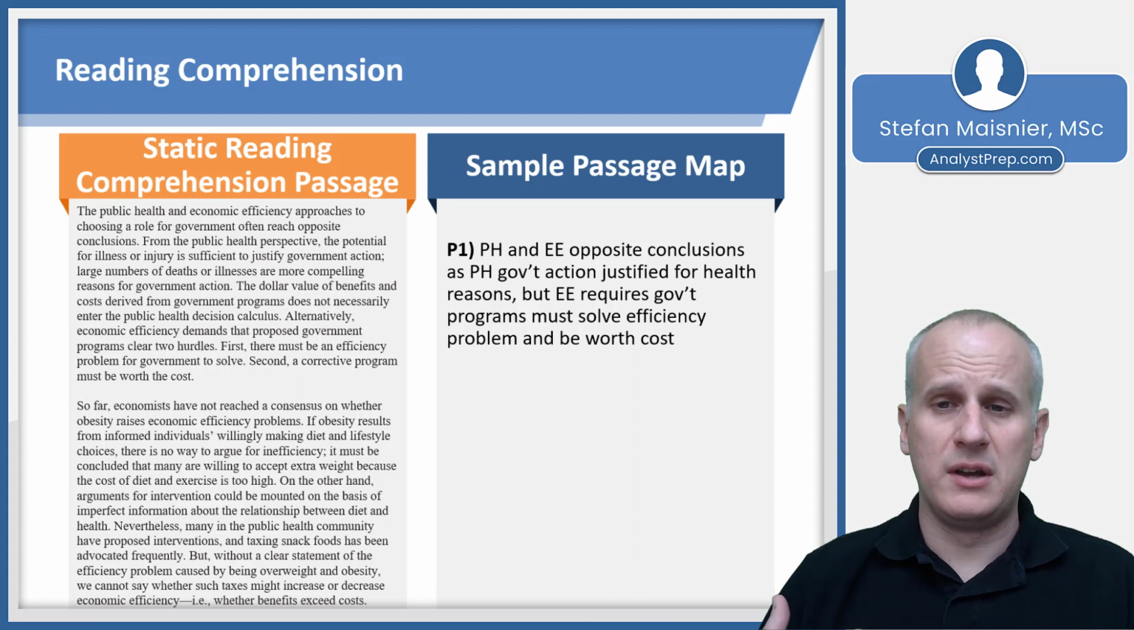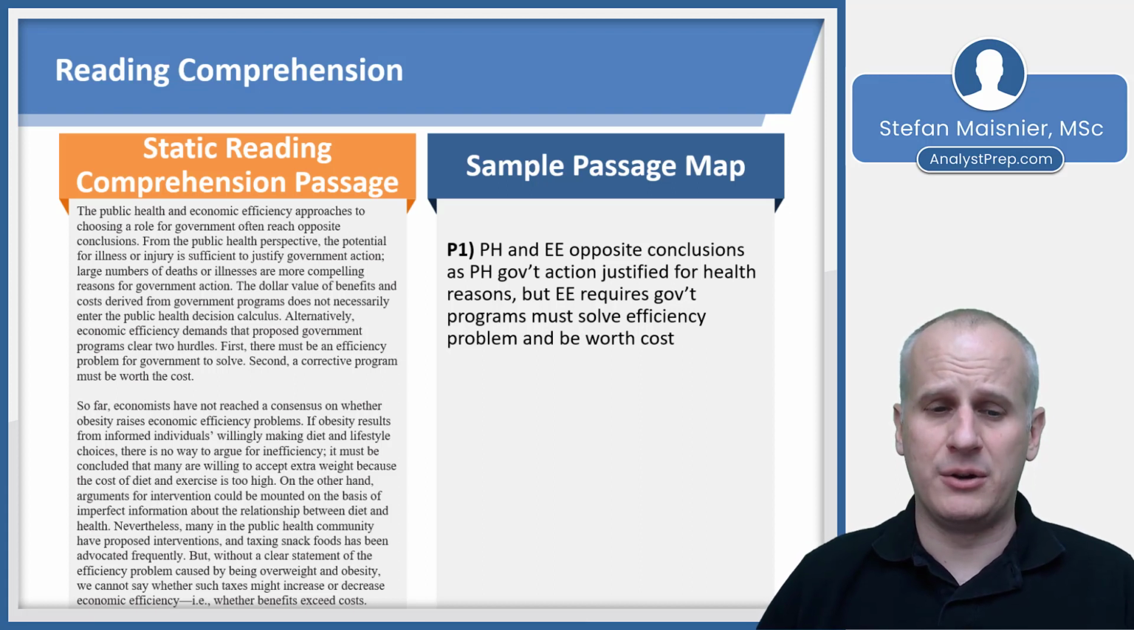So we revisit in our mind what we just read, and we know that it was all about that PH and EE reaching opposite conclusions, that's on the right-hand side. And we know that with public health, government action can be justified just for health reasons, but economic efficiency requires government programs to solve some sort of efficiency problem and be worth the cost. And we distill that entire paragraph of, what, six sentences down to like one compound thought. And that's what you really need to do. So let's read the second paragraph now.